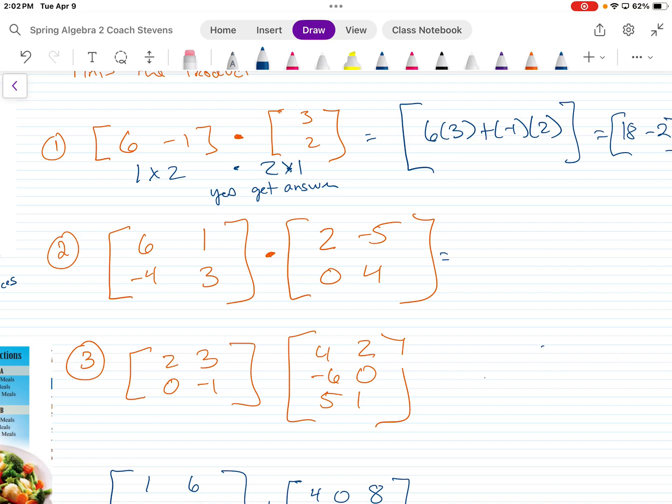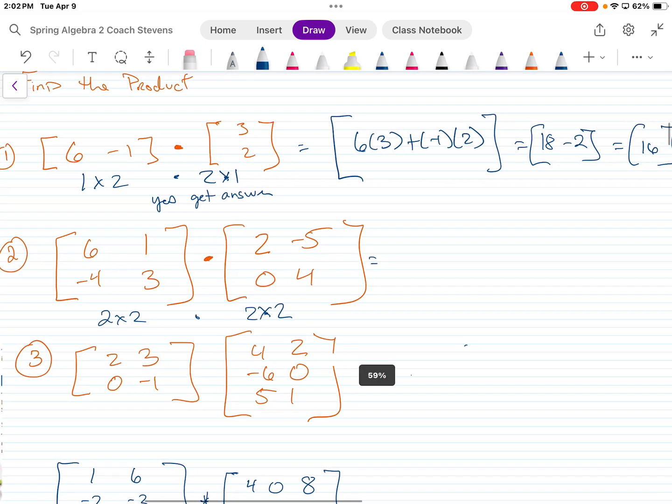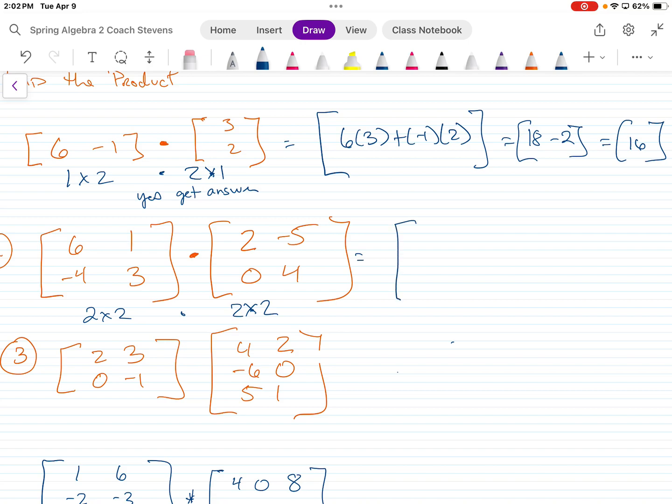Number 2, we have a 2 by 2 times a 2 by 2, so I'm able to multiply those two together. So take your time. We got the 6 and 1. 6 times 2 plus 1 times 0. Then we have the 6 and 1 times the last column, so 6 times negative 5 plus 1 times 4. Oops, that's a 14.